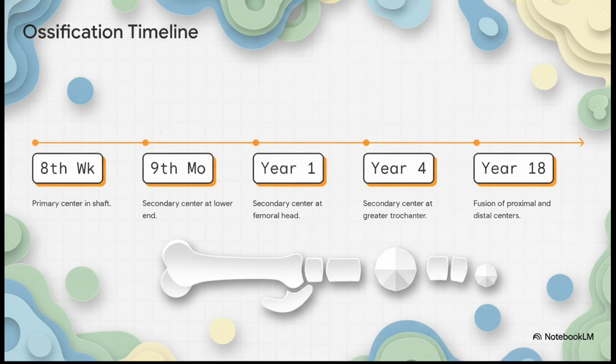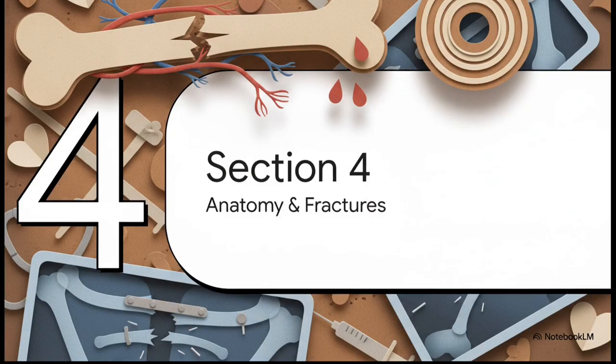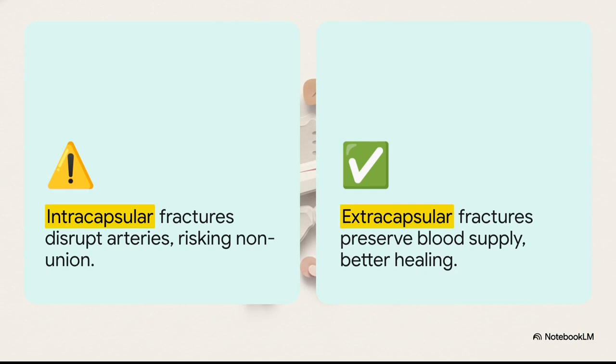After that, we see the head center appear at year 1, the greater trochanter at year 4, and the whole shebang finally concludes with complete fusion around age 18. Let's head right into Section 4, Clinical Anatomy and Fractures. Now, this right here is a massive exam point and a huge real-world orthopedic distinction.